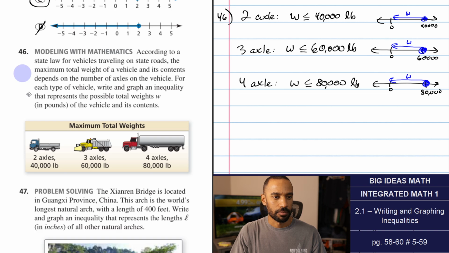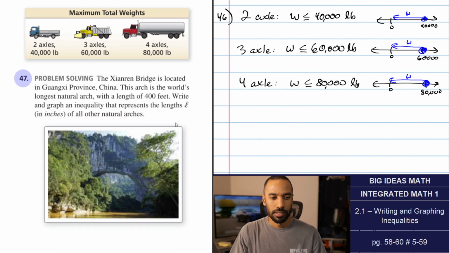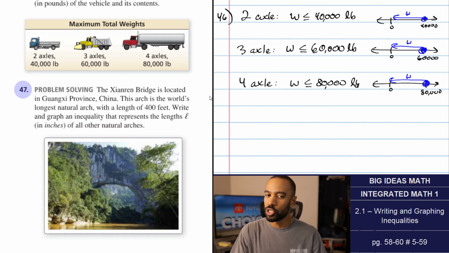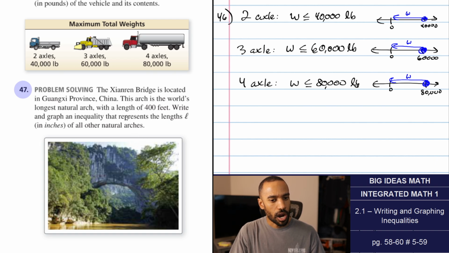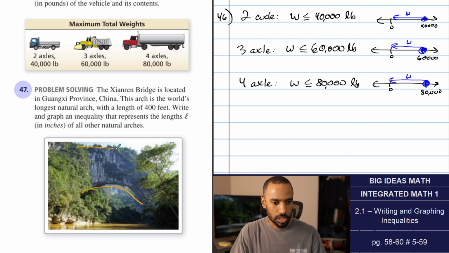Okay, number 47. The Xianren Bridge is located in Guangxi Province, China. The arch is, I'm looking at the picture. This arch is the world's longest natural arch. It's right here. I don't know if you guys can tell what you're looking at here. The bridge is kind of cool. There's the bottom of the arch. There's kind of the top of the arch.